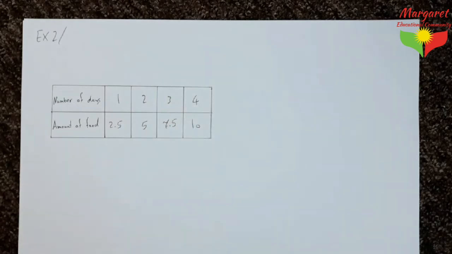Graph the data and state what appears to be the relation between the number of days and the amount of food.